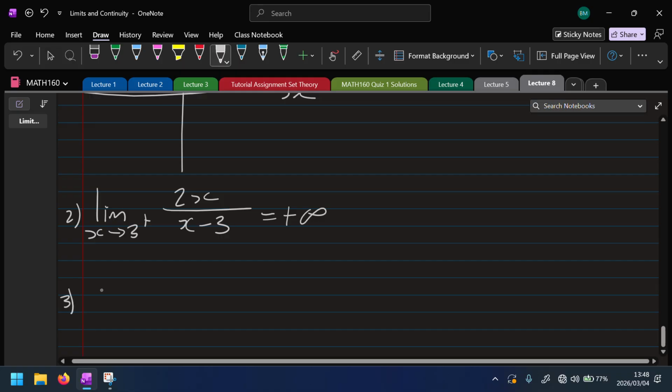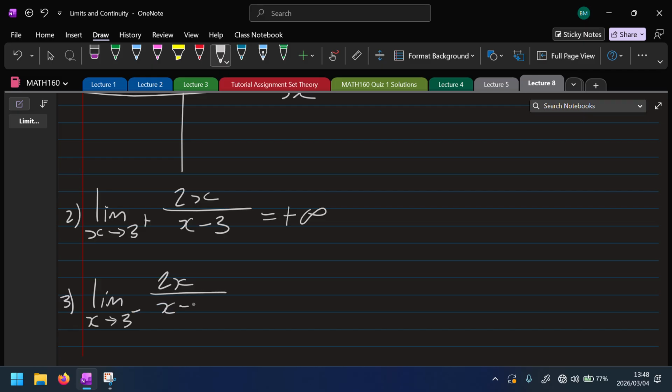Number 3. Very similar. The limit as x goes to 3 minus of 2x over x minus 3. We're going to do the same thing, but now x is going to be less than 3. Again, let's look at the bottom part. We have something that is less than 3, minus 3. Is the bottom positive or negative? Negative. We are taking something smaller than 3 and subtracting 3. It becomes negative.